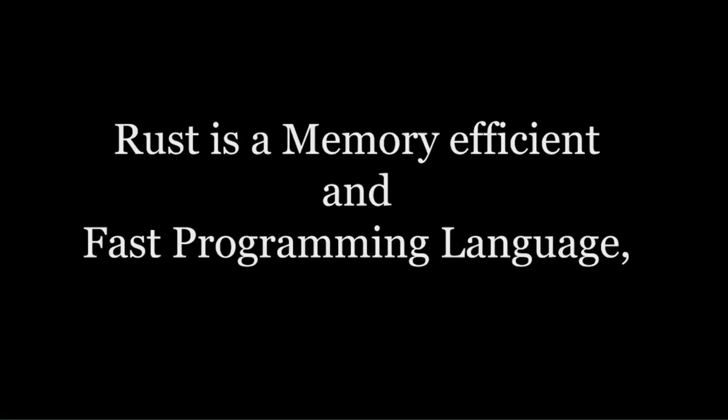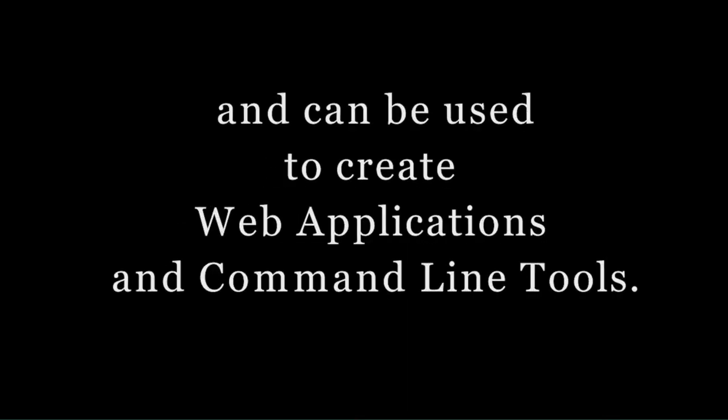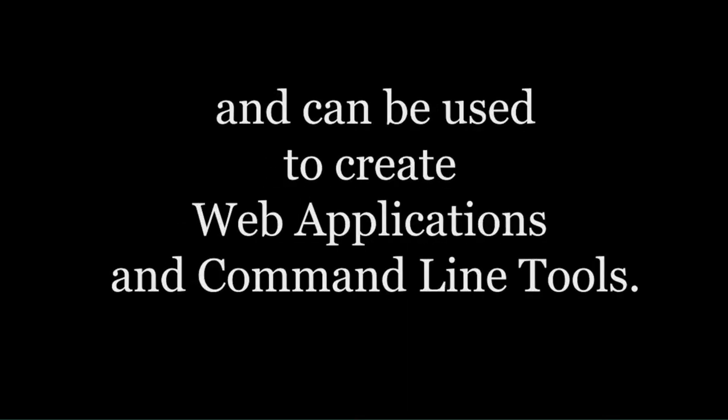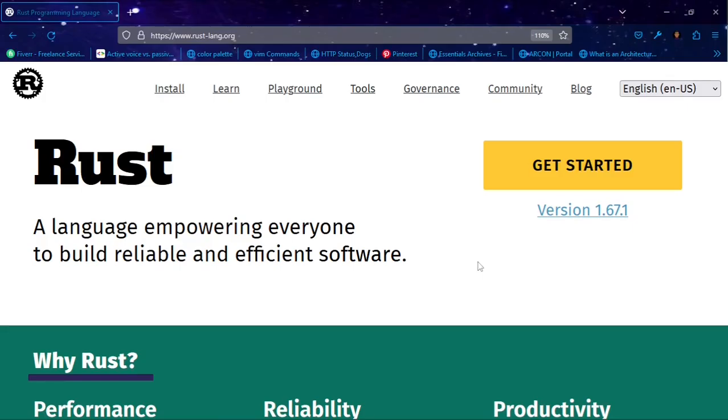So, what is Rust? Rust is a memory-efficient and fast programming language with no runtime or garbage collector. It runs on embedded devices and can be used to create web applications and command line tools. It has good documentation and a great community. Although we'll be installing it on Windows, a separate video with a link in the description will guide you through its installation on Windows Subsystem for Linux.